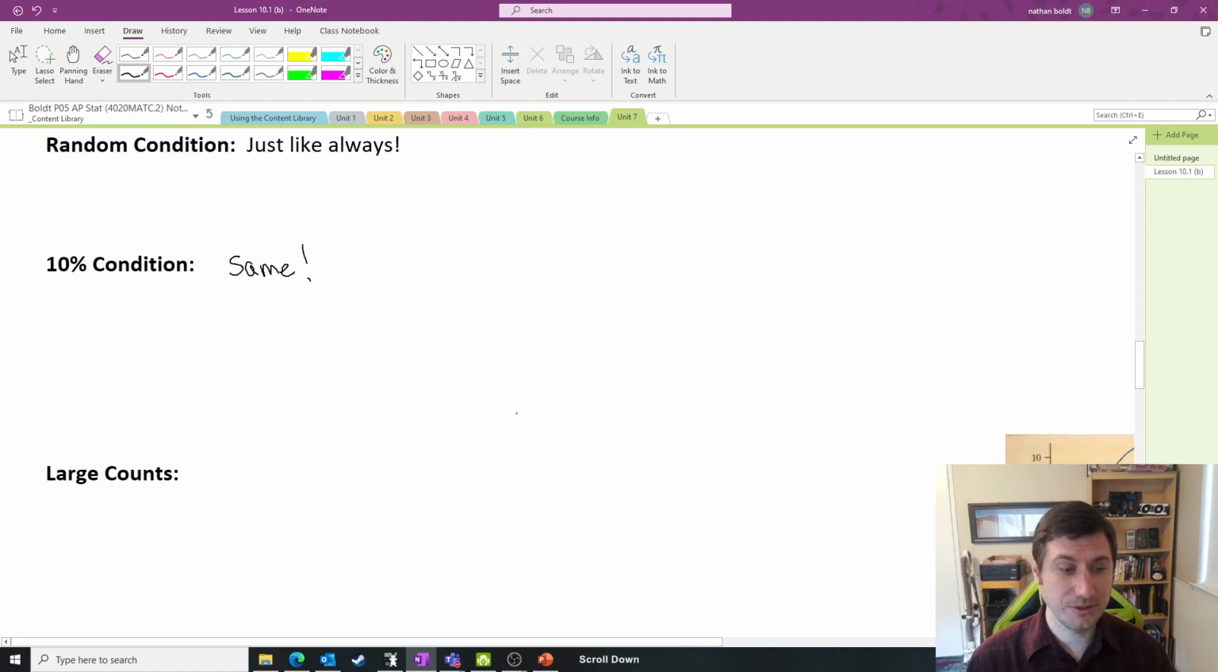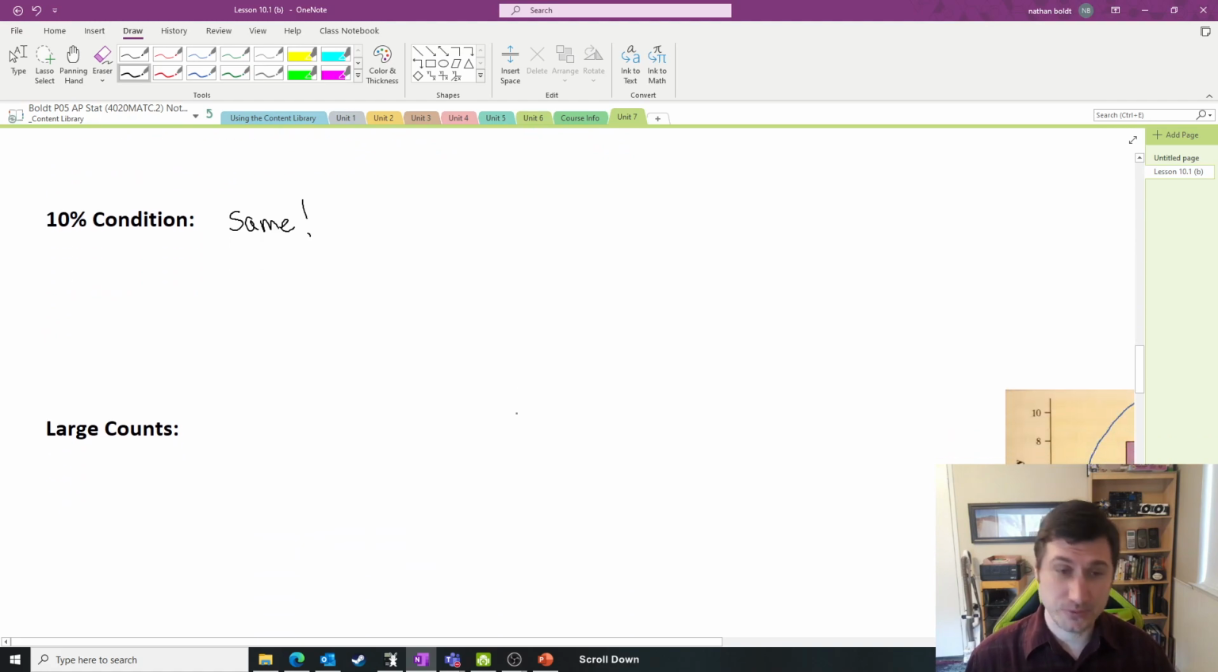The last one, the large counts. That one is a little bit different. Okay, we still have to do it. Like, we still need to have the large counts. But the way we do it is a little bit different. Because if you remember for proportions, it was always n times p, n times q greater than 10, right? Well, we don't have a proportion anymore. We can't do n times p. There's no p.